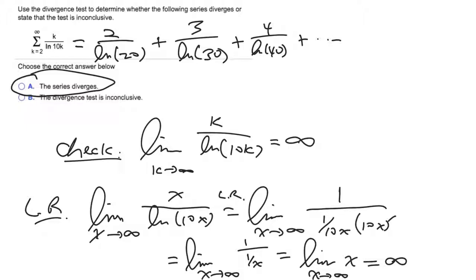Again, if the terms did go to 0, all we could say is that the divergence test is inconclusive. Just because all the terms are going to 0 does not mean that their sum is going to be a finite number. But it's definitely true that if the terms do not go to 0, then there's no way that the sum can be a finite number.